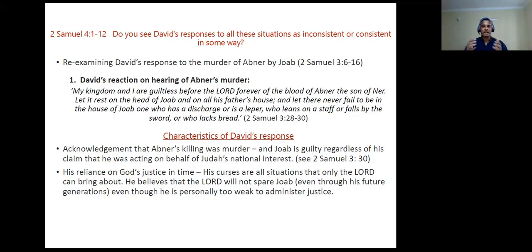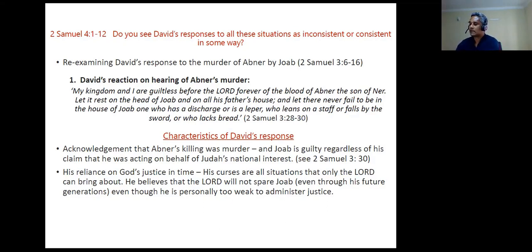So what are the characteristics of David's response? One is he's acknowledging that the killing was murder first, right? And that Joab is guilty regardless of what he claims. Joab was claiming that he acted on behalf of Judah's national interest. But there is an editorial comment that the author puts in chapter 3, verse 30, that tells us how the author views David's response, right?